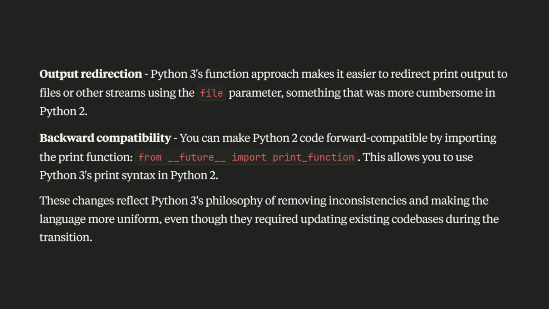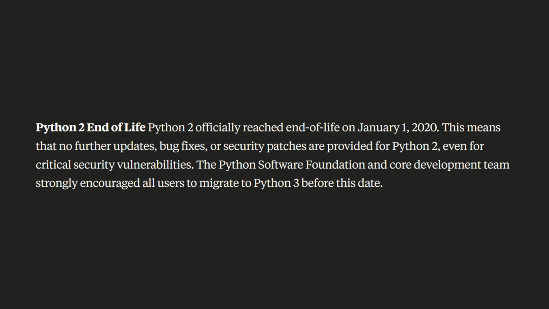This transition was one of the most visible changes when moving from Python 2 to 3, and it did cause some initial confusion for developers, and you might see it still the old way in various code snippets online. Today, Python 2 is no longer supported. End of life was January 2020.